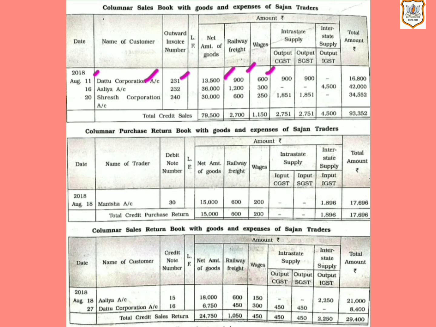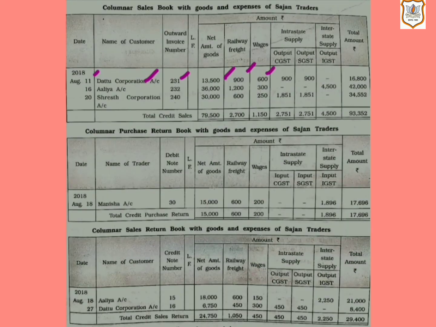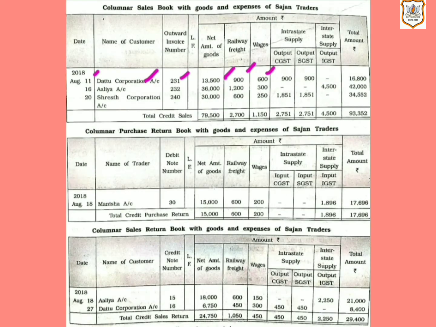So CGST and SGST will be calculated on net amount of goods plus expenses. That means 13,500 plus 900 plus 600, that comes to 15,000. So on 15,000, 6% output CGST and 6% output SGST will be calculated. So 6% of 15,000 is 900. So 900 is output CGST and again 900 is output SGST.